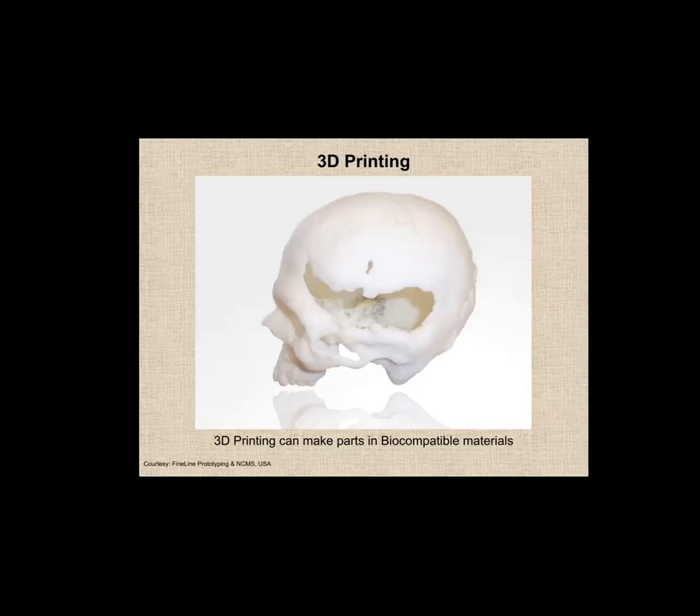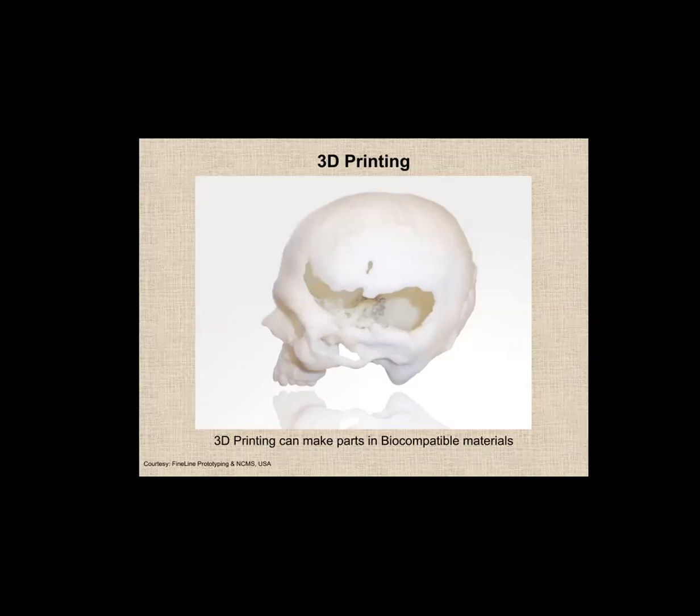Biocompatible materials, we have to take care of these. Biocompatible materials means they should not affect the other organs. They must be compatible with the other organs in our human body. So we also have to take care of materials while fabricating or manufacturing human organs or human implants.